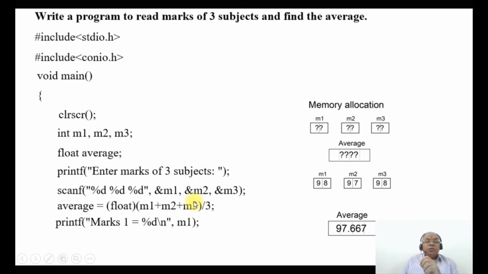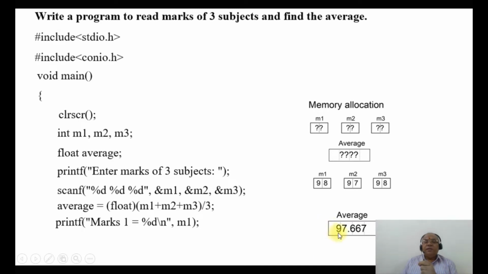So here, explicitly you are converting the marks into float. Therefore M1 plus M2 plus M3 will be 98.0 plus 97.0 plus 98.0. Converting that integer value into float, the denominator is automatically converted to the higher rank, which is 3.0.